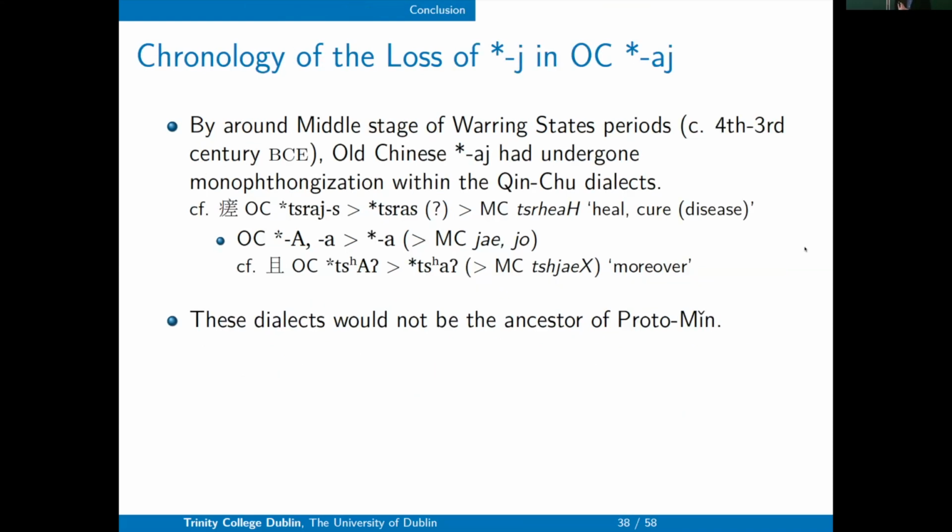So now, let me offer my conclusions. First, it's about the chronology of the loss of E in Old Chinese I. I argue that by around the middle Warring States period, Old Chinese I had lost its final E within the Qing dialects. And from this, we can further infer that these dialects wouldn't be the ancestor of Proto-Min, because in Proto-Min, there is still the distinction of Old Chinese I and A.